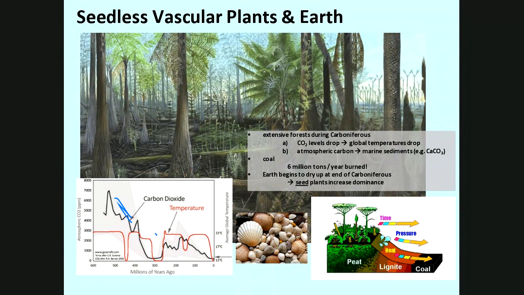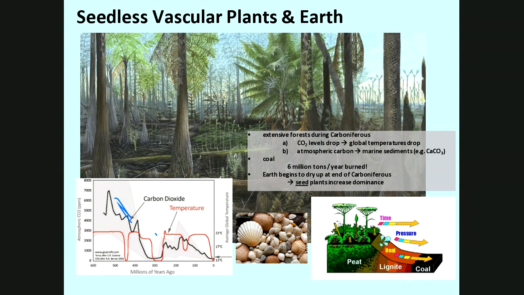Now that means the Earth is going to start changing. Okay? One of the things that's going to happen at the end of the Carboniferous as the temperatures on Earth start to drop is the Earth begins to dry up. Okay? And when it starts to dry up, habitats become more harsh, more difficult. So that's where we're going to move into in the next chapter. That's where the seed plants increase in dominance. Seed plants develop their own set of innovations to deal with these harsh climates that we're forming.